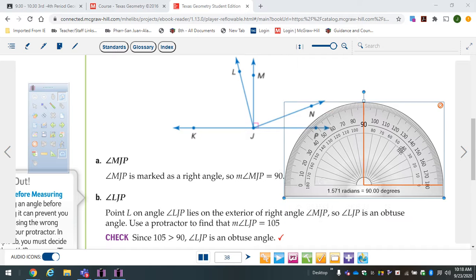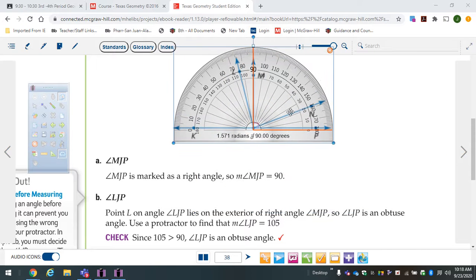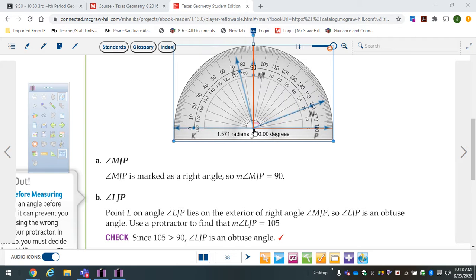I'm going to prove it. I'm going to show you how to measure again. Get the protractor, line it up with the vertex right there. Put one of the rays going to 0. You see there's my 0 there. It extends all the way up to 90 degrees, so yes, I was correct, 90 degrees.